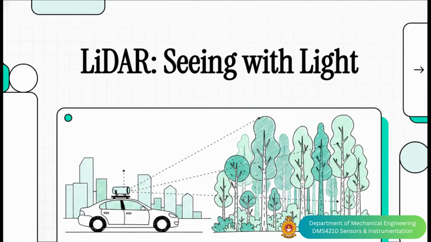So have you ever wondered how a self-driving car actually sees the road? Or how we get those incredibly detailed 3D maps of, say, an entire forest? Well, the answer, more often than not, is this really cool technology called LiDAR. Today, we're going to pull back the curtain and see how machines use laser light to understand the world around them. You ready? Let's get into it.